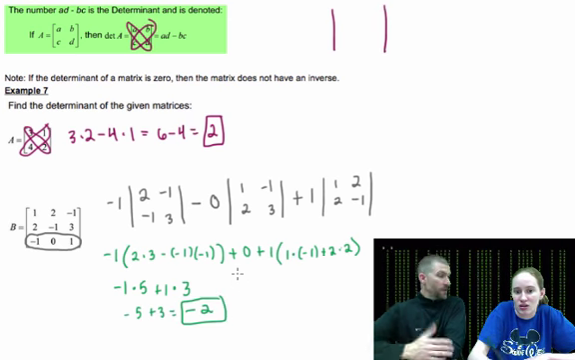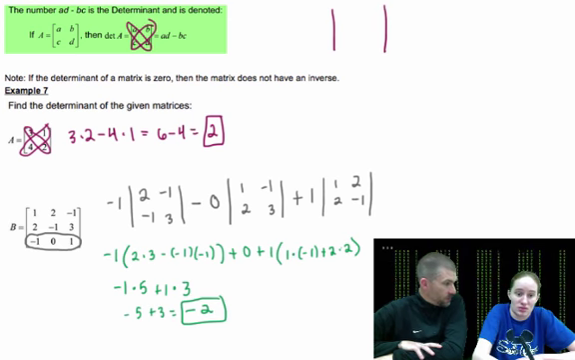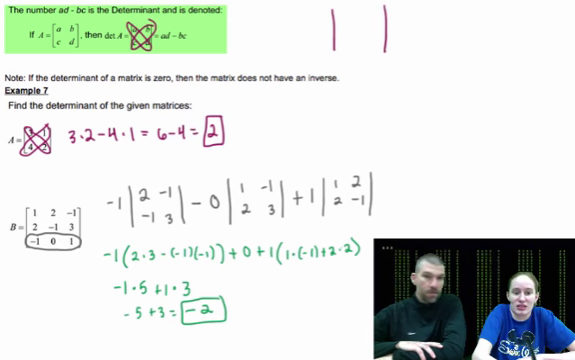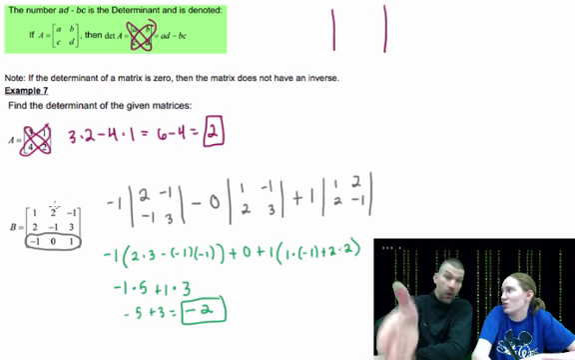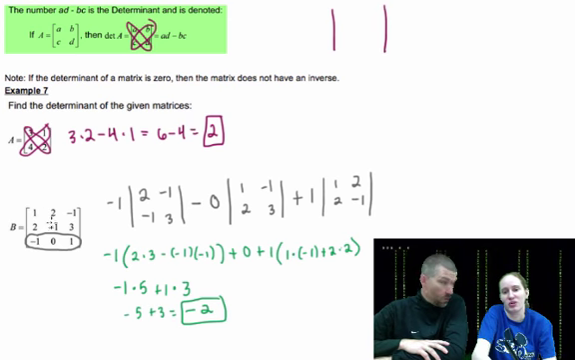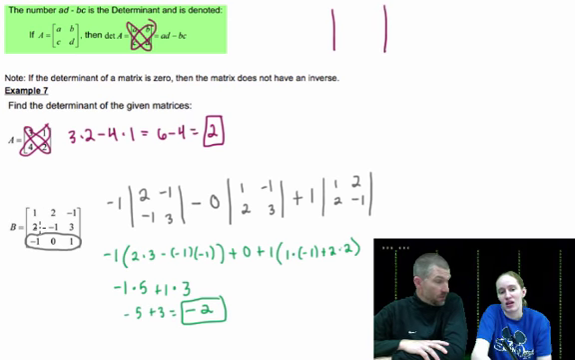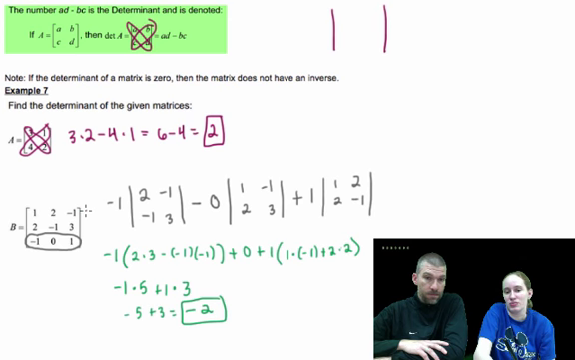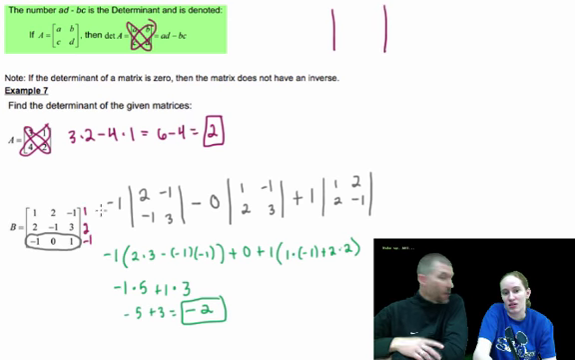Now, there's another way to find this determinant. That's shorter, especially if you have zeros. So the other way to do it is you rewrite the first 2 columns.